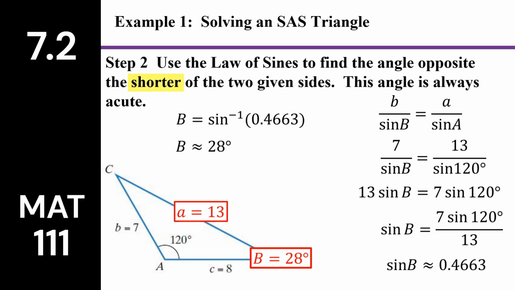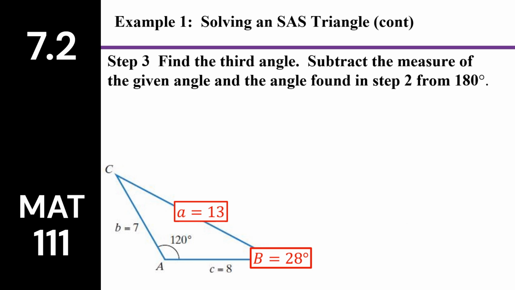Note that we found the angle that was across from the shorter side, because now that it's 28 degrees, we do not have to consider its supplement, because its supplement would be too big to be in a triangle that also contains 120 degrees. And now for step 3, we find the third angle.